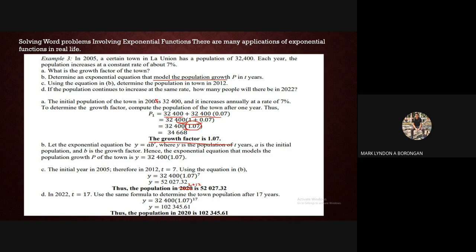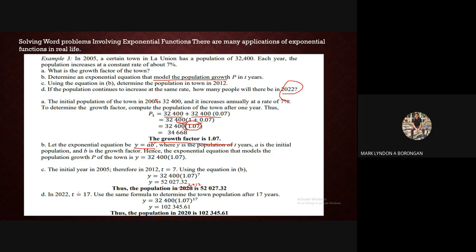Next. What will be the population of La Union if it reaches 2022? Given our growth factor of 1.07 and the gap between 2005 and 2022 is 17 years. So, simple, we just substitute the values again into our equation in B. Since it is 2022, the T will be 17, because the gap of 2022 from 2005 is 17 years.